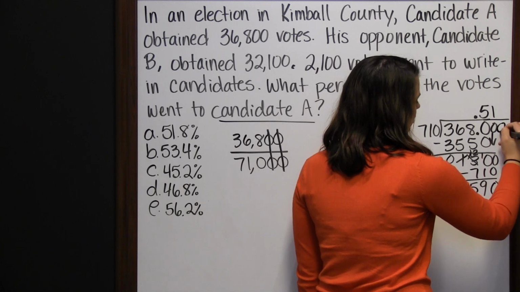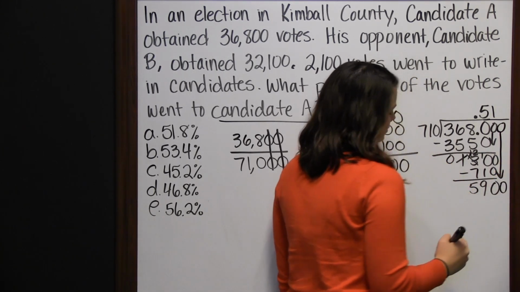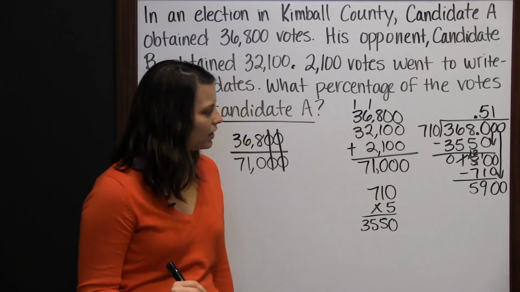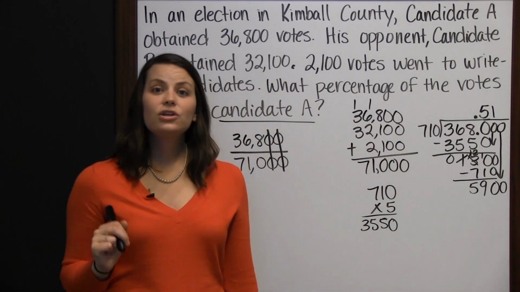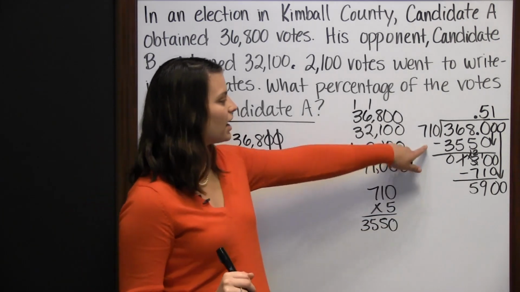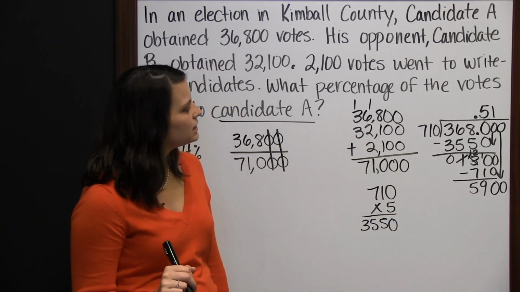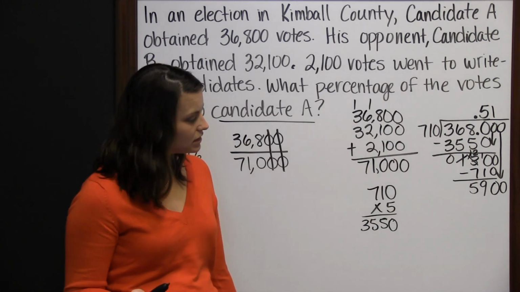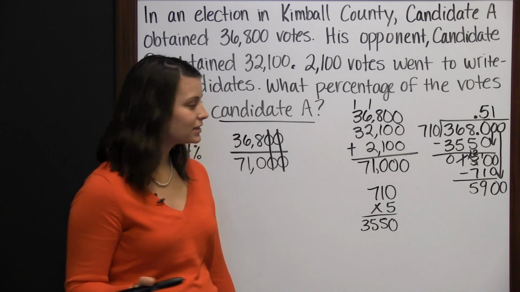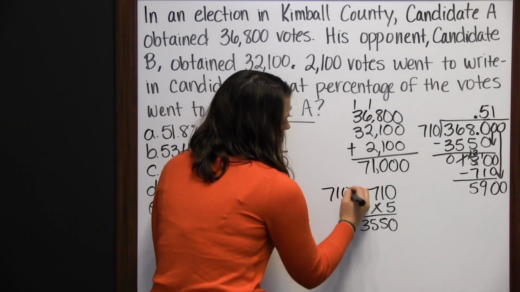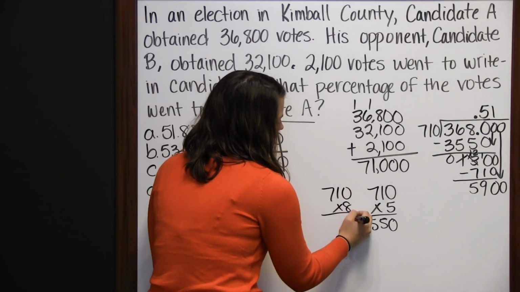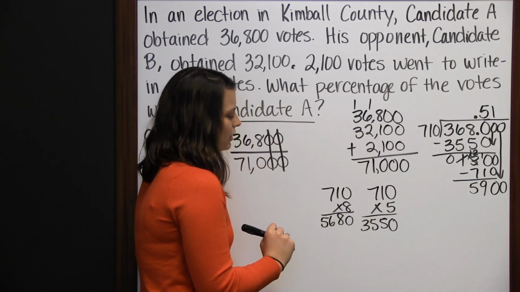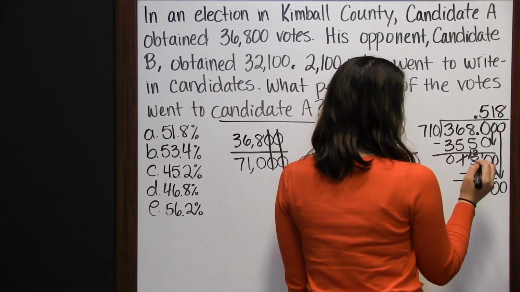So we need to add another 0 and bring it down. So now we need to know how many times 710 goes into 5,900. So I'm again going to use that compatible number of 700. So let's see, 700 times 8 would be 5,600. So I'm thinking it goes in there about 8 times. So that's 0, and that's 8, and that's 56. So yes, that's very close. So that's 8.